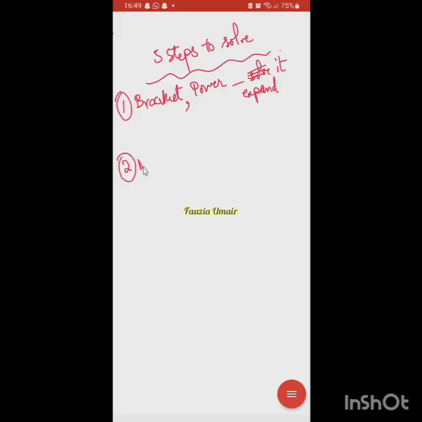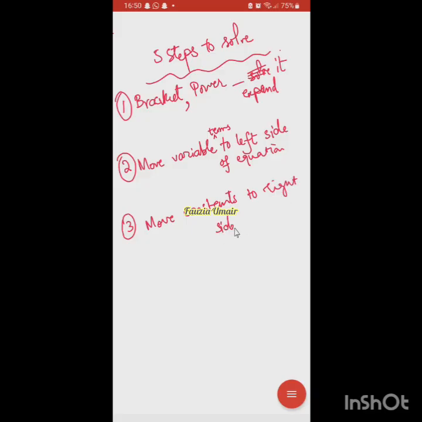Now the second step: move variables to the left side. All the variable terms, whether there is one or two, you need to move those terms to the left side of the equation, right? Now the third step: move numbers, or what do we call numbers in algebra? Constants. Move constants to the right side of the equation. Is it clear till this point?